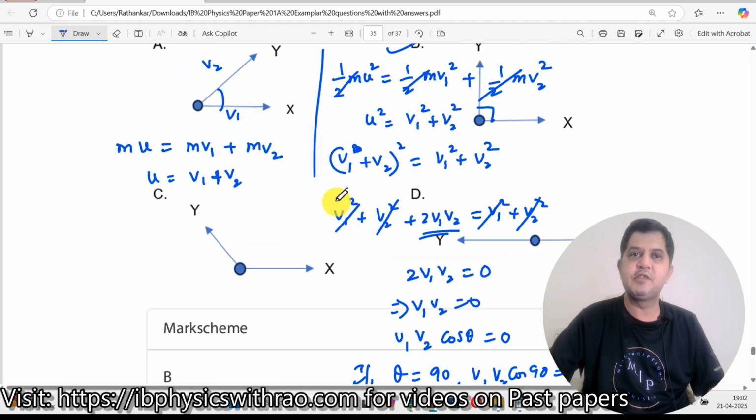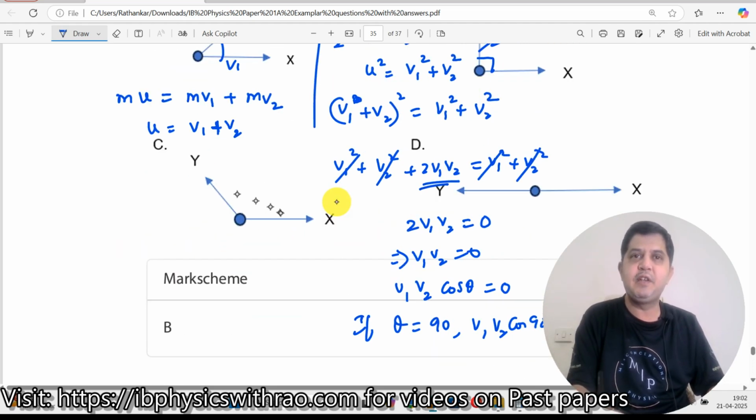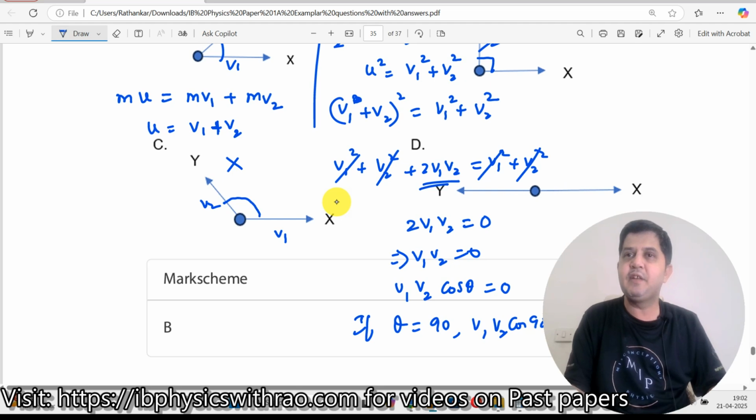Let us look at the other options also. Look at this here. This is v1 and v2. This is your v1, your v2. Is it 90? No, this is some other obtuse angle. So definitely this is also incorrect. Look at this here. v1 and v2. v1 is this one, v2 is this one. So this is equal to 180 degrees. This is also not equal to 0. As a result, B is the right answer.